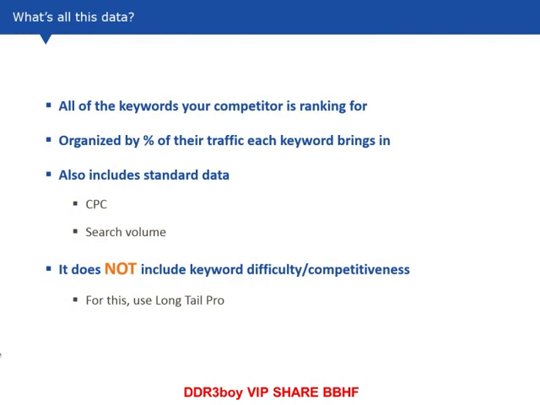So again, if you didn't pick up on all the data that was being displayed there in SEMrush, essentially it shows all the keywords that your competitor is ranking for. It's organized by percent of their traffic each keyword brings in. It also includes other data like search volume, cost per click, and other things. However, the one thing that it does not include is keyword difficulty or competitiveness. And for this, we should use Longtail Platinum.